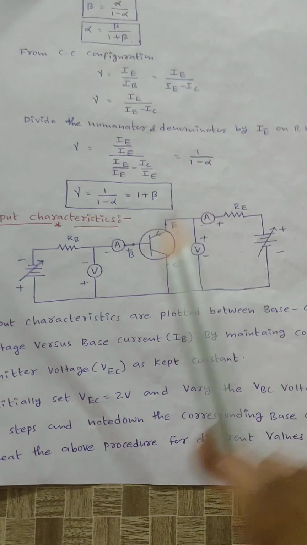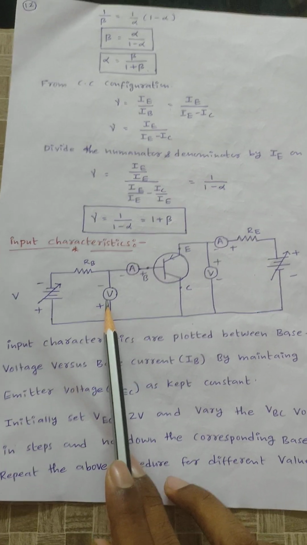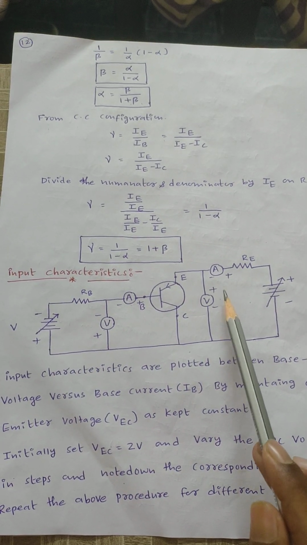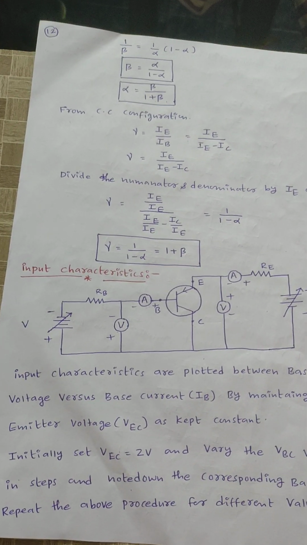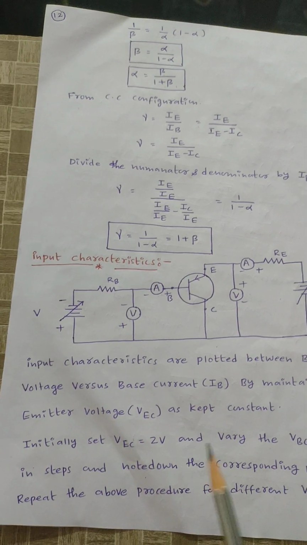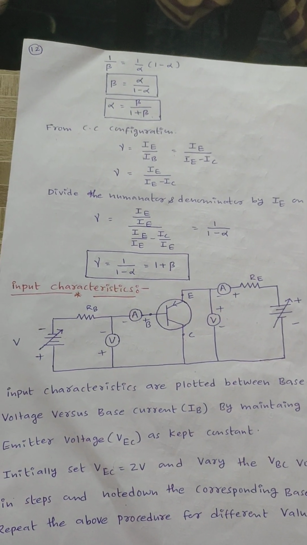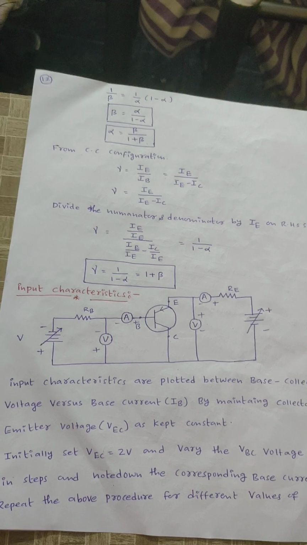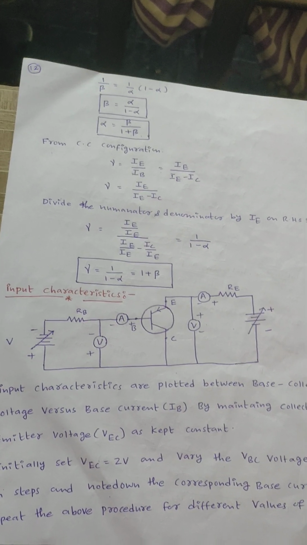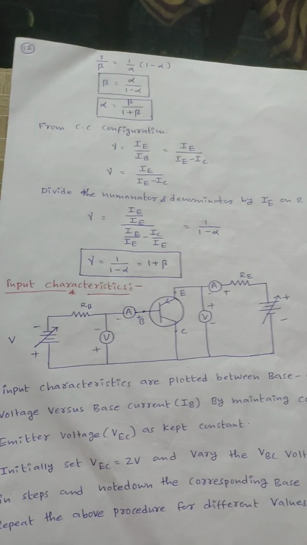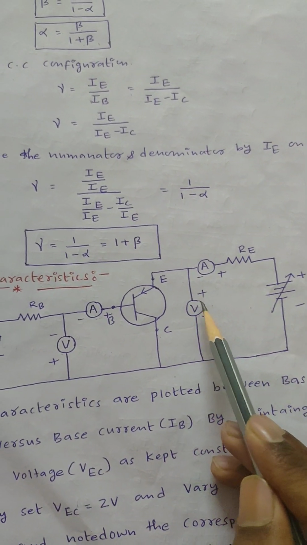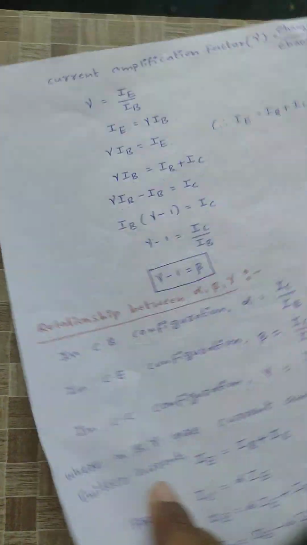Now see here, input characteristics are plotted between input voltage, that is base collector voltage, versus base current, by maintaining output voltage, that is emitter collector voltage, constant. That means initially set VEC equal to 0 by adjusting this VEE, and vary the base collector voltage in steps, note down the corresponding base current reading and plot the graph. In the same way, repeat the procedure for different values of the emitter collector voltage and note down the corresponding readings.